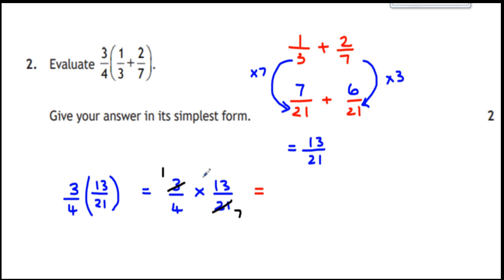So then we've got a nice easy sum to do. We have 1 multiplied by 13 is 13, and 4 7s are 28. Check again that it's in its simplest form.